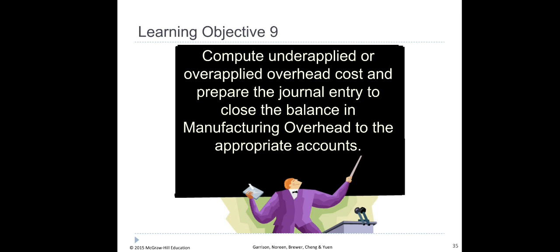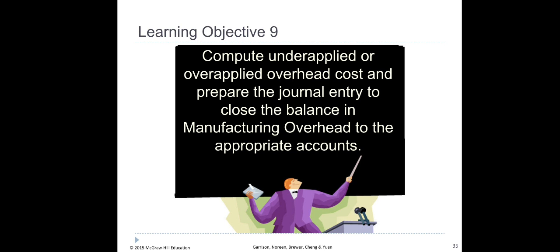To calculate the overhead cost, you have to do two steps. The first one is to calculate the predetermined overhead rate, or POHR, and then the second step is you calculate the applied overhead. And I have told you that when you calculate the overhead cost, you use the budgeted or estimated data. In this lecture, I will explain about the underapplied or overapplied overhead costs.